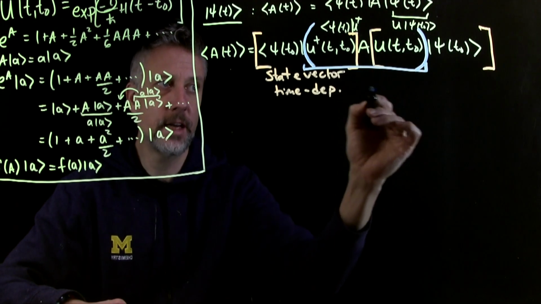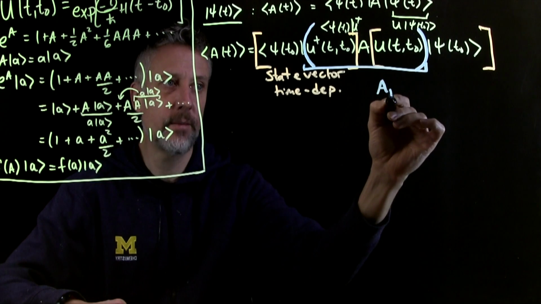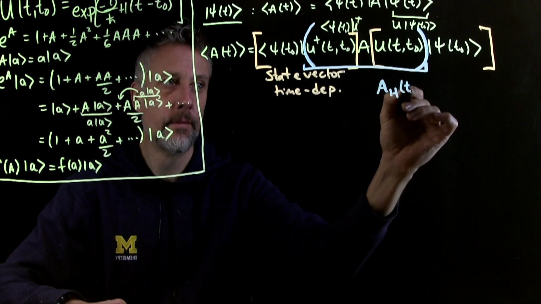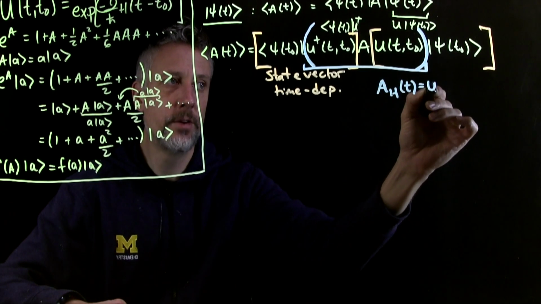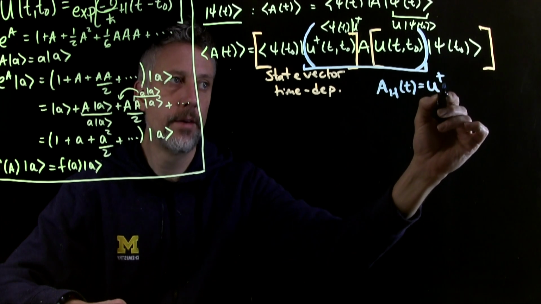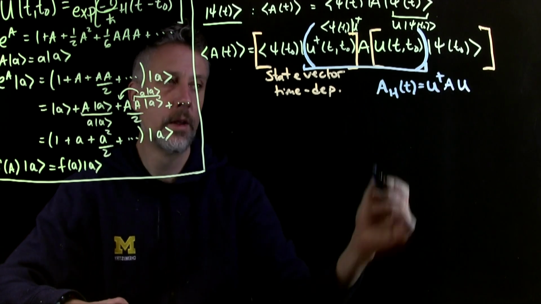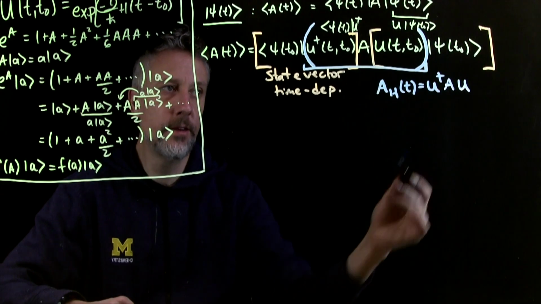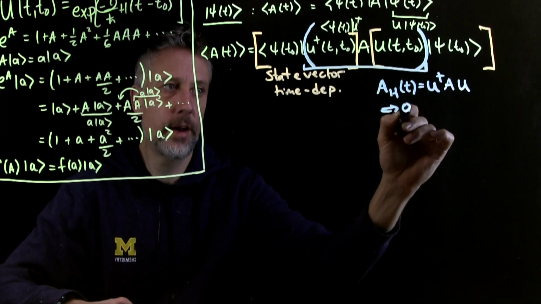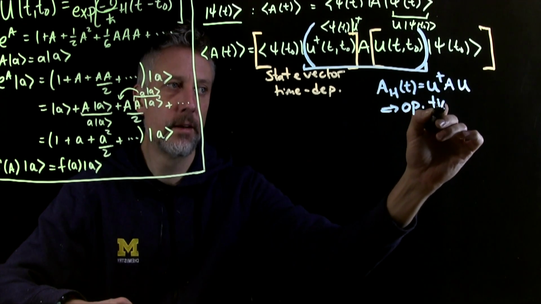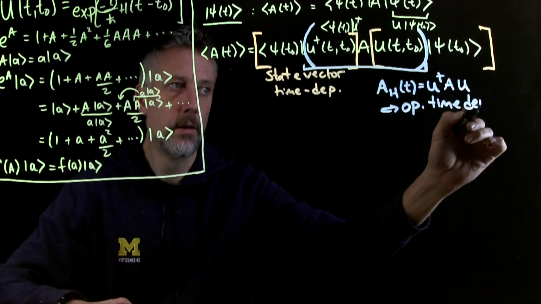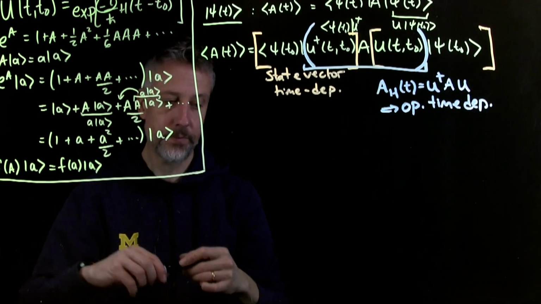Well, we have a special name for this. We call this A sub H, and that's U dagger, I'll leave the t's out for now, A, U. All right, so in this case, the operator is time dependent, and the states stay the same.